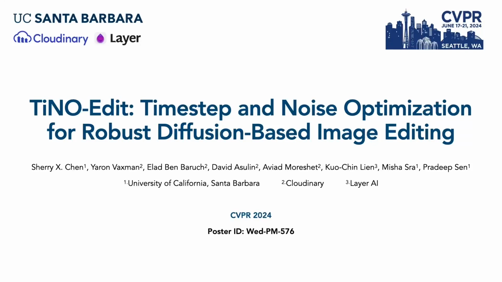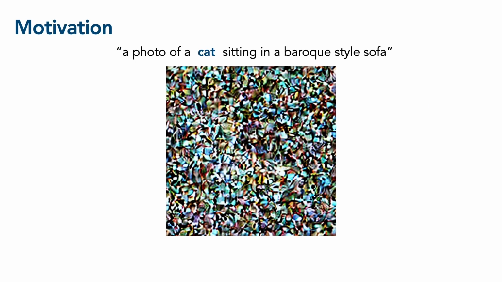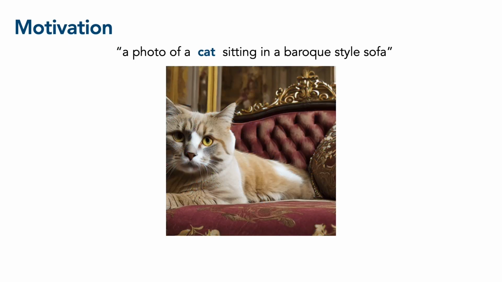We present TiNO-Edit, Timestep and noise optimization for robust diffusion-based image editing. Although text-to-image diffusion models like Stable Diffusion can generate images easily from noise with text, they have limited editing controllability.